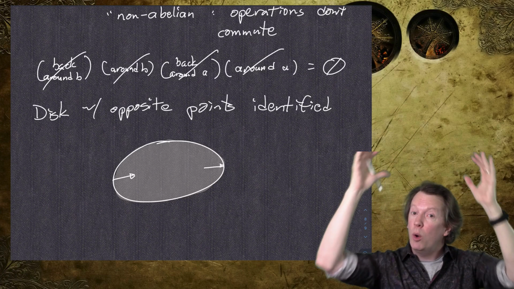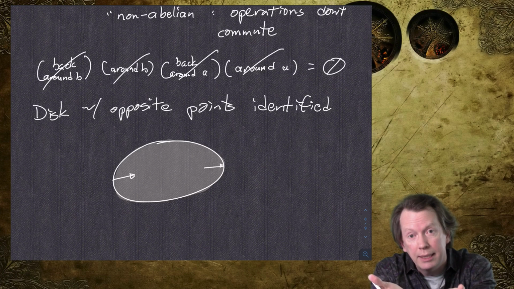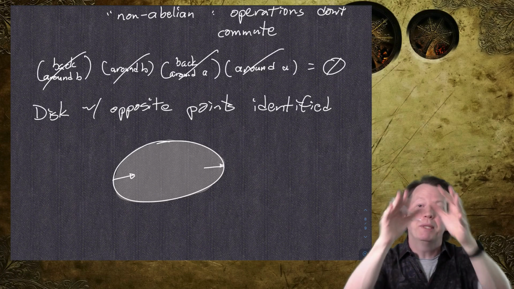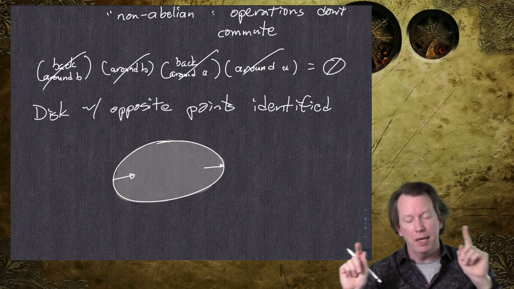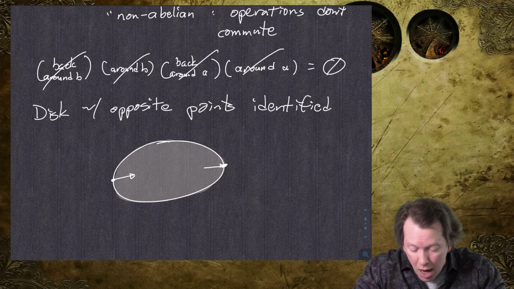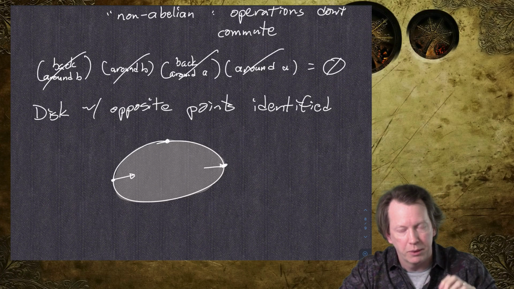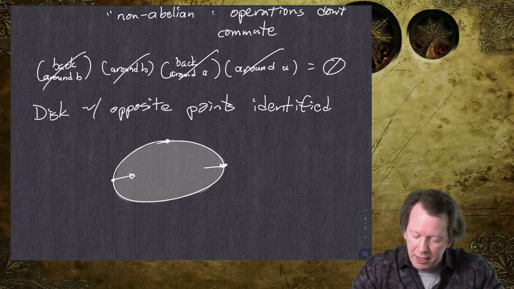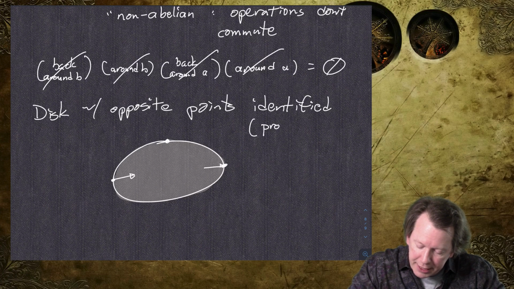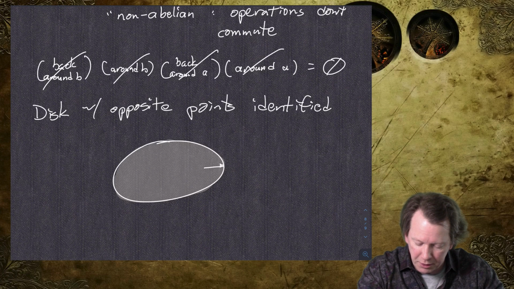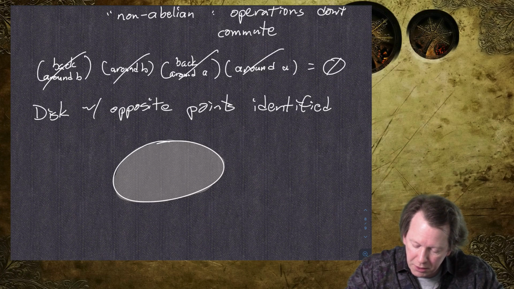You're not identifying the whole circle. Some of you might know that if you take a disk and you identify all the points on the circle as a single point, you just wrap things up into a two-dimensional sphere. That is not what we're doing. We're saying this point here gets identified with that point here, but not with this point over there. So this is a space, disk with opposite points identified. If you want the lingo, this is the projective disk, or the projective plane.